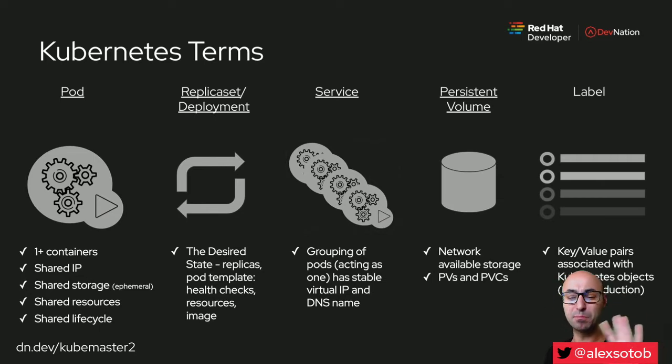Remember that the pod is like a virtual machine. It's the new virtual machine, or virtual machine 2.0. Okay, we've got the services which give us a static IP for the pods because the pods' IPs are dynamic. We've got persistent volumes and we've got labels.